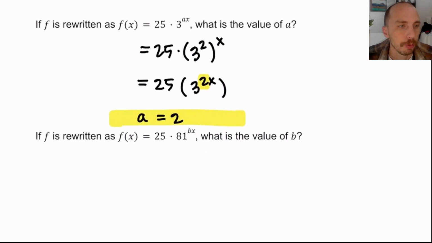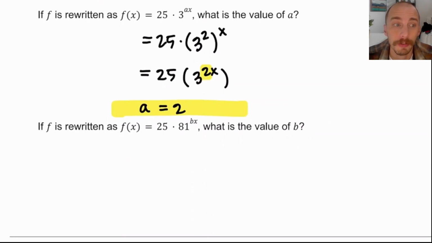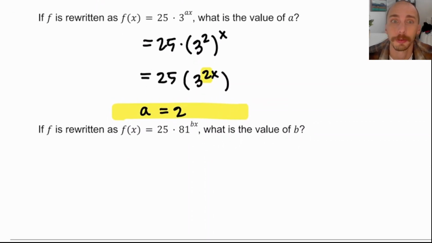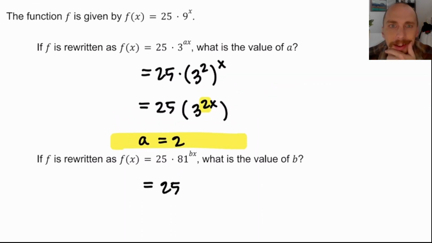And then if f is written as f of x equals 25 times 81 to the bx, that's fun. Okay, this is different. I don't remember adding this problem on there, but this is a good one. So we need to manipulate the 9 to the x, and, wait, how am I going to write 9 as a power of 81? Well, 9 is the square root of 81.